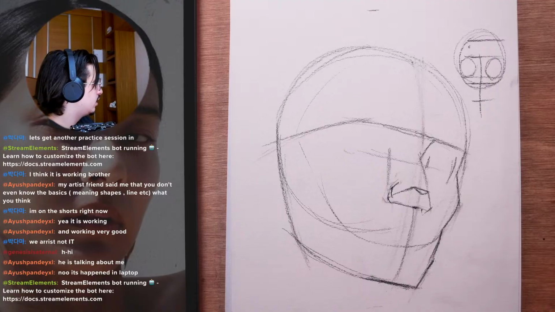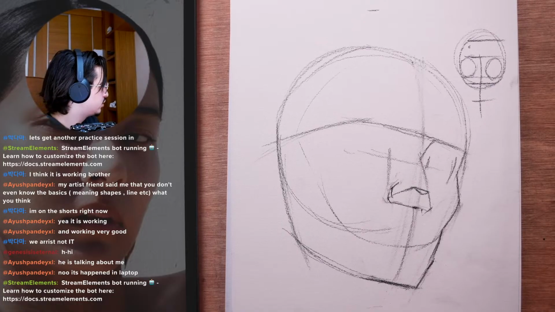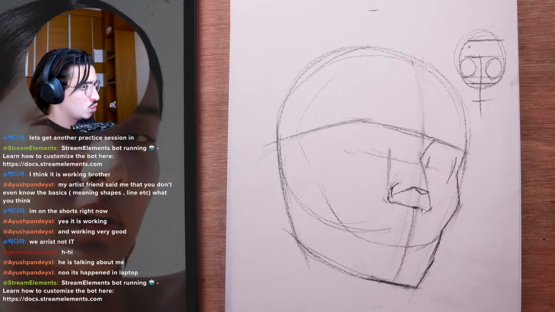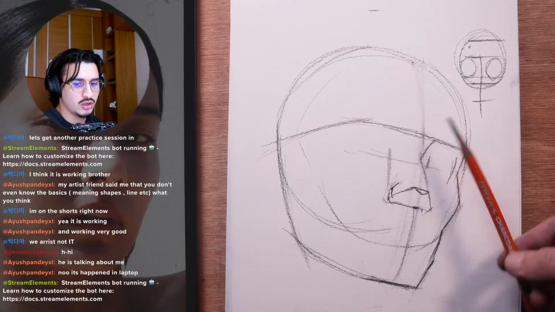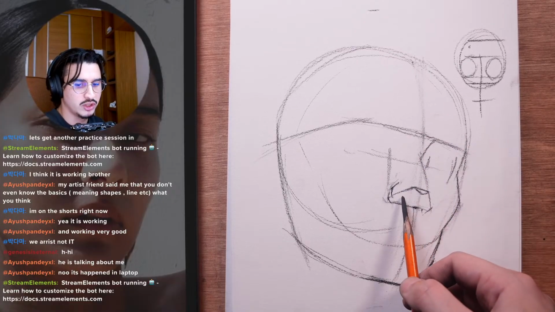So I see, in your drawing, yeah, I saw his sketch. In your drawing, I can see that you are trying to draw the features. So you are trying to draw what you are seeing. In my sketch, you can see that I'm not trying to draw the nose.